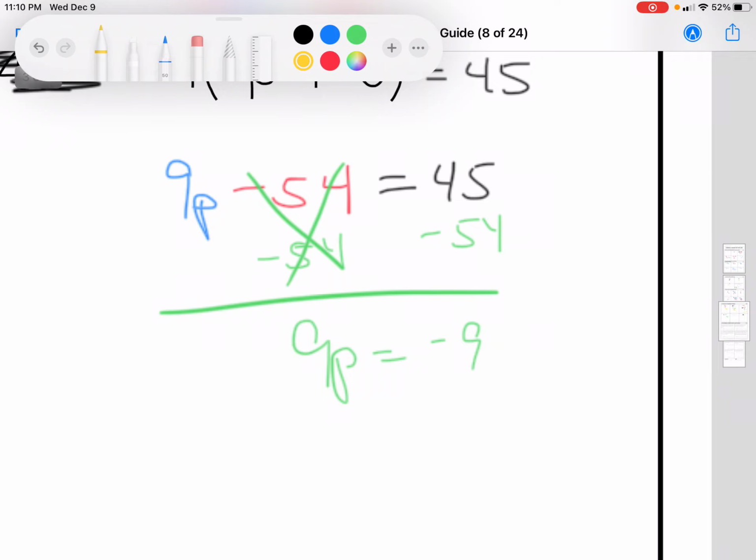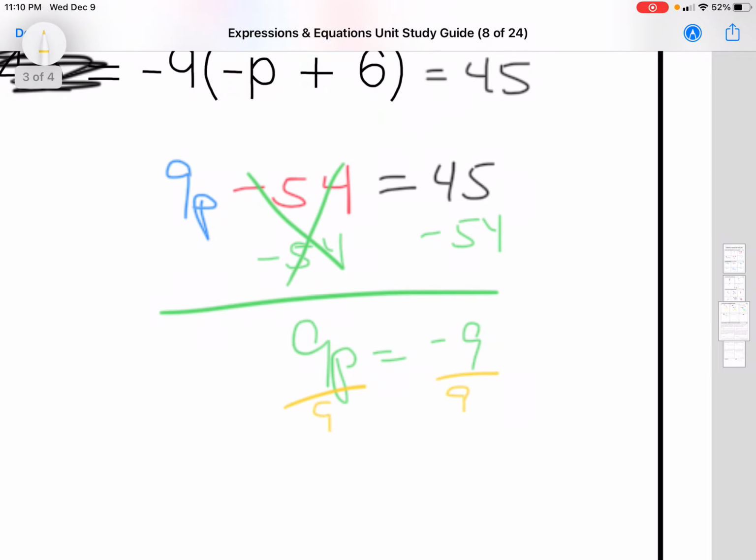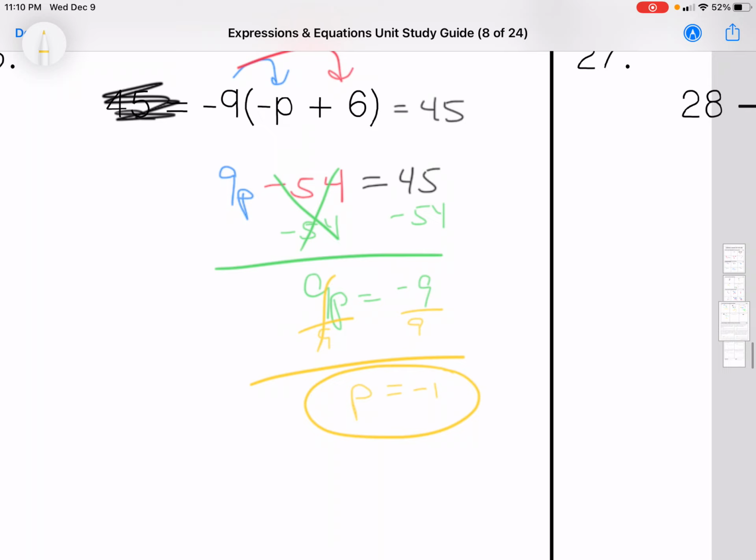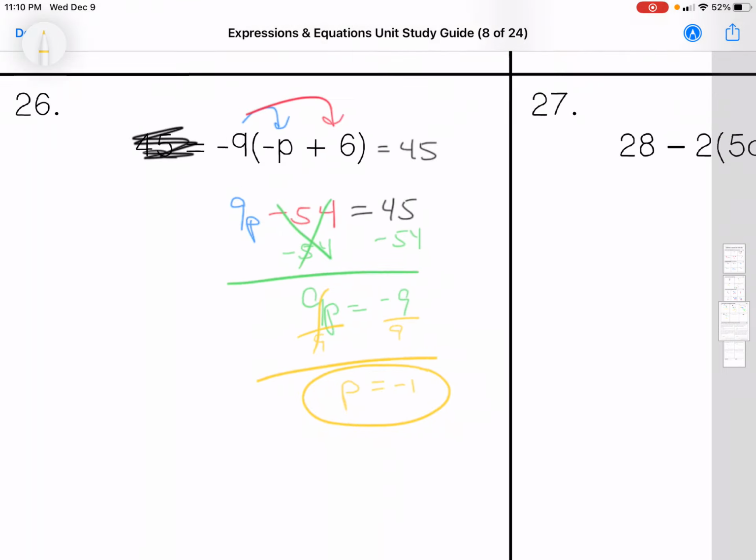I'm going to divide by 9. Those are going to go away, and I'm going to be left with p is going to equal negative uno. Uno. Okay.